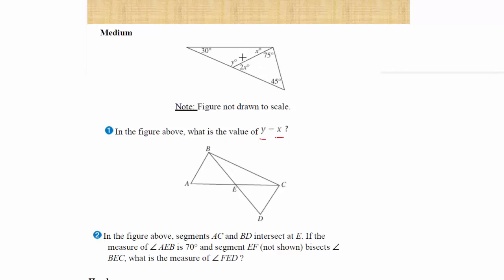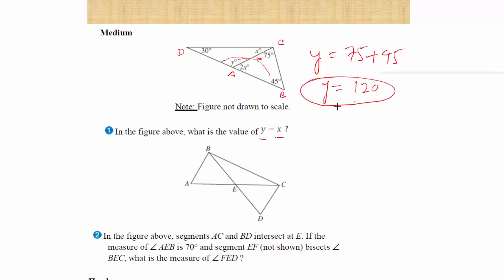If you see, y is an exterior angle of this triangle ABC, where AB is produced to D, for example. So AB is produced to D, and you get an exterior angle y. So this y will be equal to the sum of the far away interior opposite angles. So y will be equal to 75 plus 45. So y equals 120. Now we have to calculate the value of x.